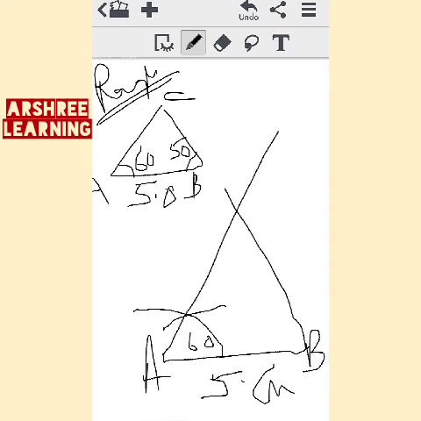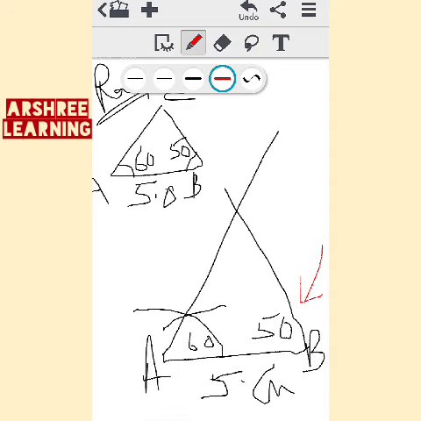So this angle, which is 50 degree, will not be constructed, it will be drawn with the help of a protractor, and the angle 60 degree will be made with the help of a compass. So 50 degree will be made with the help of a protractor and 60 degree with the help of a compass. So this figure is made simple.